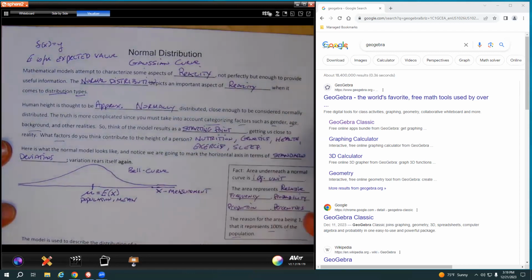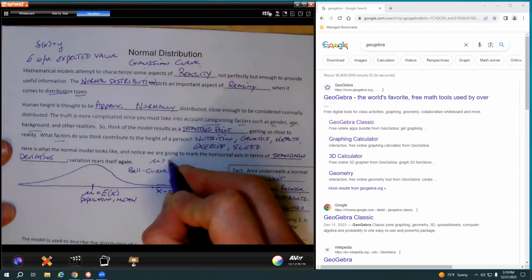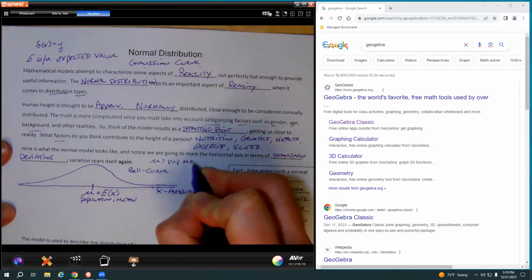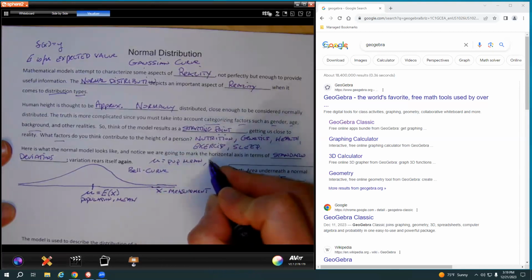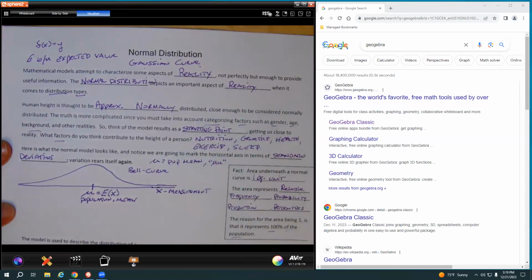Okay, so we'll use this letter here, which is mu. So again, mu equals population mean, and it's pronounced mu. Okay, that is mu.